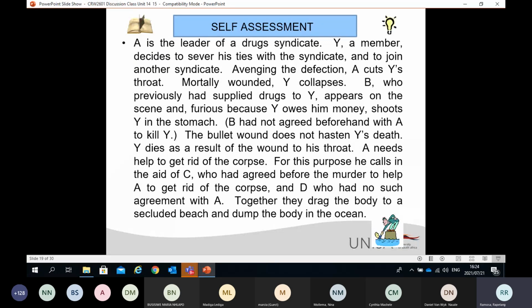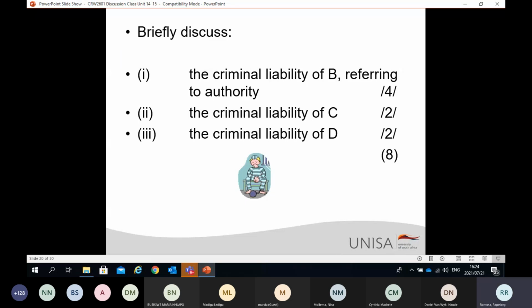Now, before you become very flustered with all these letters that appear in this scenario, the advice is go to the questions first and find out specifically what you're being asked to consider. So, isolating the questions, the first question says, briefly discuss the criminal liability of B, referring to authority.